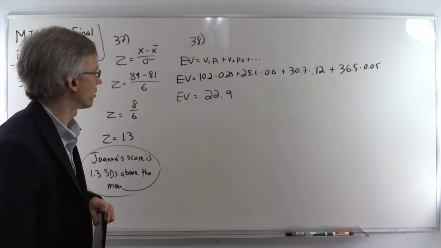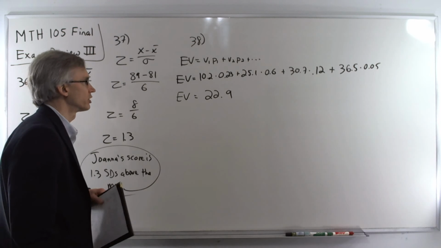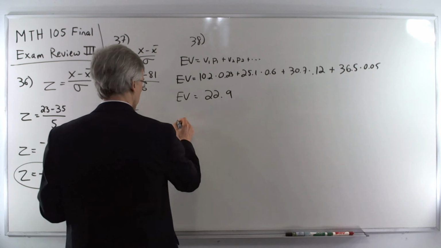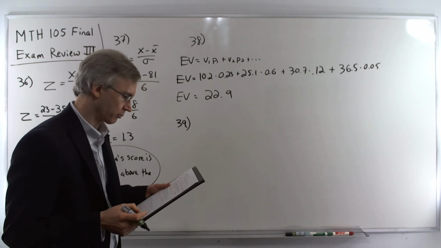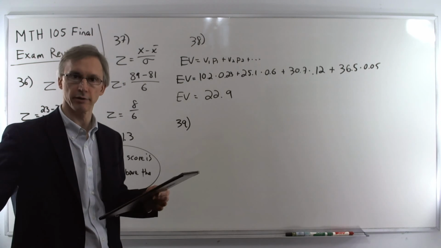Multiply all that out, add it up, and we get 22.9. So 22.9 is the expected value for 38. Now in 39, we've got a card game. A player randomly selects one card from only the 13 spade cards, so no other suits in the deck.